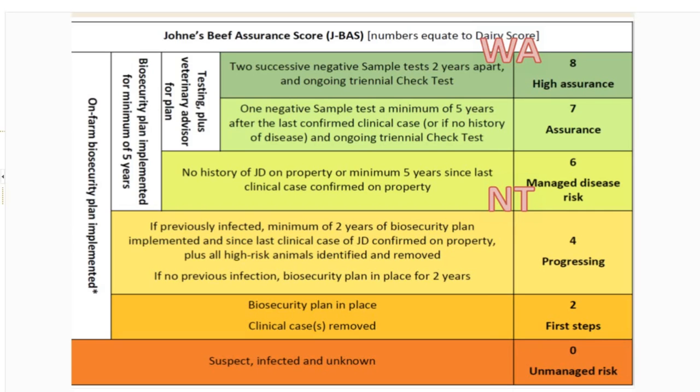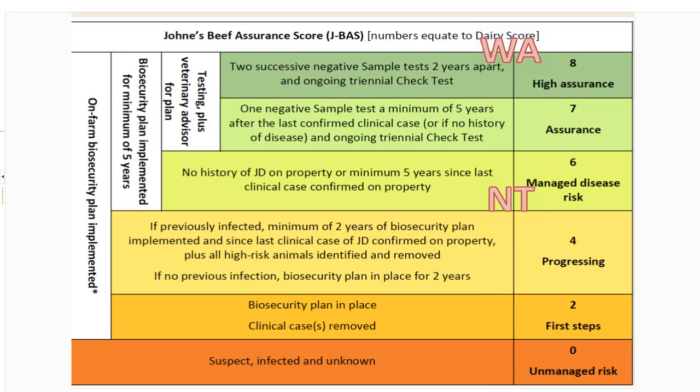If I am currently in the Market Assurance Program and I've got a score of 8, and I want to maintain that, I have to maintain a relationship with the veterinarian, and I have to do a triennial check test of 50 animals. If I decide that I don't think it's worthwhile doing that, and I don't want to drop down to 0, and I'm currently in the protected area with a score of 7, I want to maintain a score of 6, I have to put a biosecurity plan in place, and then make sure I comply with the actual Johne's disease requirements of the Johne's biosecurity plan as well.